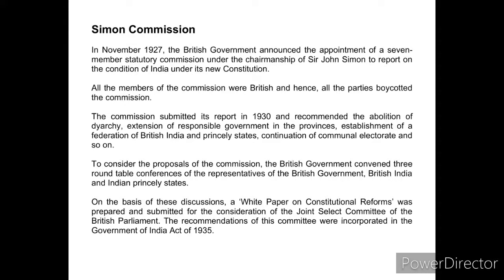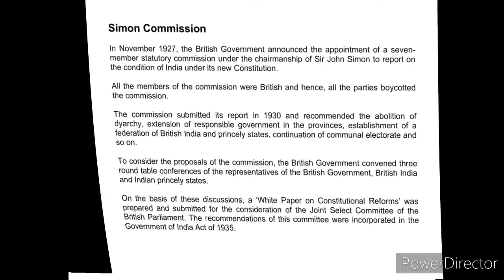To consider the proposals of the commission, the British government convened 3 roundtable conferences of the representatives of the British government, British India, and Indian princely states. On the basis of these discussions, a white paper on the constitutional reforms was prepared and submitted for the consideration of the Joint Select Committee of the British Parliament. The recommendations of this committee were incorporated in the Government of India Act of 1935.